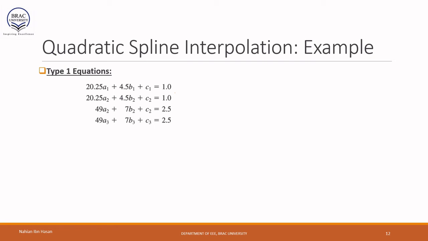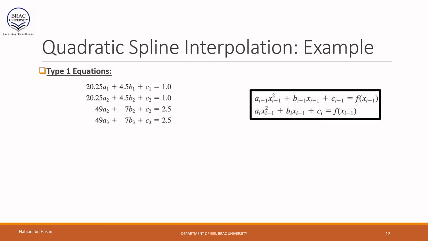Type 1 equations look something like this. So how did we get those? We just apply these equations under the first category. If you remember from a couple of slides before, these two equations denote the conditions that are applied at the interior nodes. In our example, the interior nodes are x equal to 4.5 and x equal to 7.